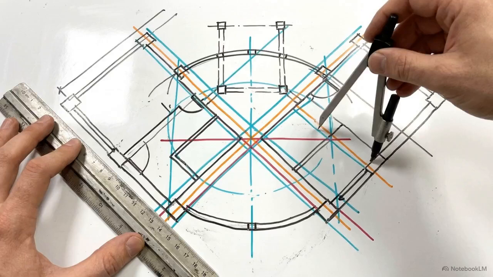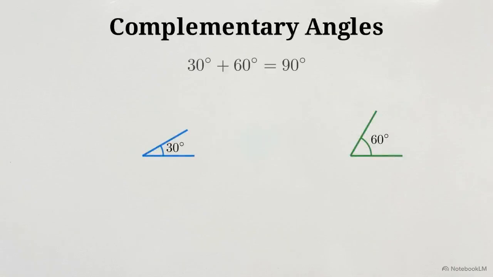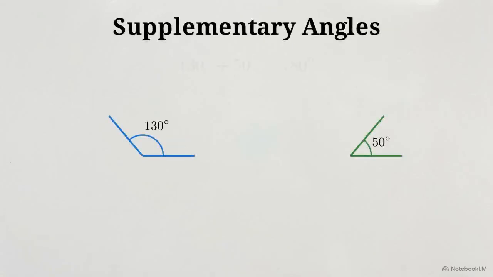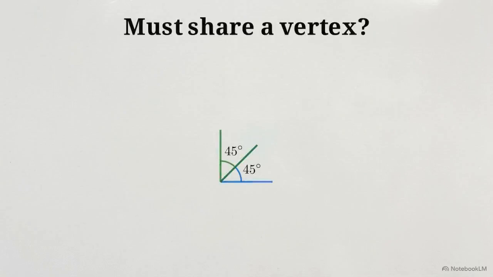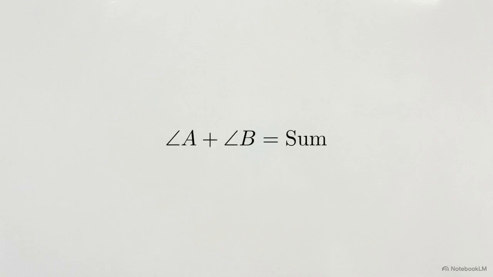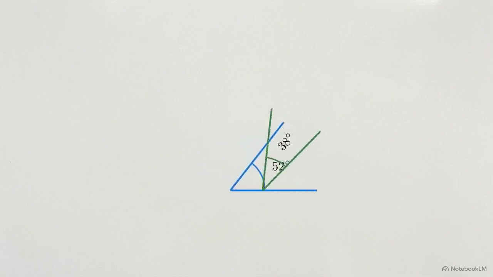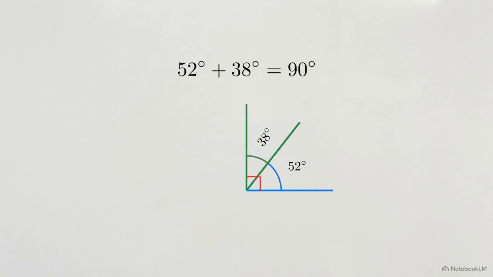Adhering strictly to these rules allows builders to translate theoretical angle values into exact, repeatable blueprints. Let's look at how angles interact in pairs. Complementary angles are any two angles whose measures add up to exactly 90 degrees. Supplementary angles are two angles that sum to exactly 180 degrees. A common misconception is that these pairs must share a vertex. They do not. Complementary and supplementary angles are defined purely by their combined algebraic sum. Two completely separate angles, like one measuring 52 degrees and another measuring 38 degrees, are still complementary because they combine to form a 90-degree right angle.